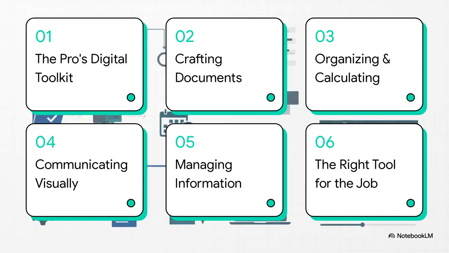Here's how we're going to tackle this. First, we'll talk about the idea of a digital toolkit. Then, we'll explore the 4 big types of applications one by one: word processors, spreadsheets, presentation software, and of course, databases. And then we'll wrap it all up by putting these ideas into action with a practical case study.